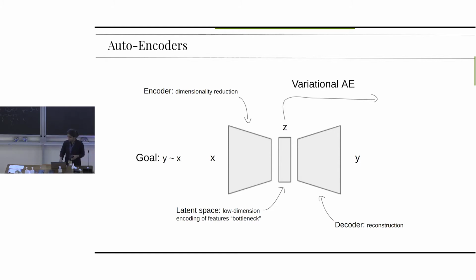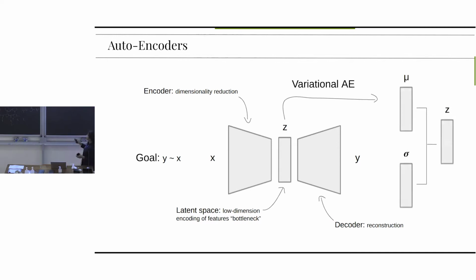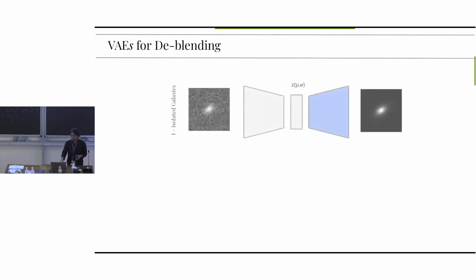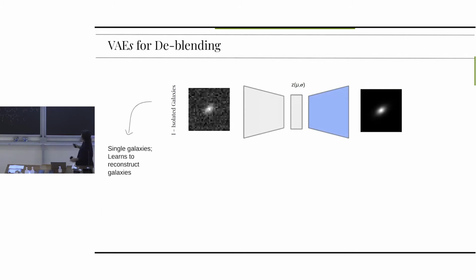We also use variational autoencoders, and very quickly, it's just sampling this latent space from a Gaussian distribution instead of a one-to-one mapping from the input to the latent space. There are 2 VAEs that we need. The first one works on only single galaxies, so this input has just one galaxy in the image, and what it's trying to do is reconstruct the inputs very simply.